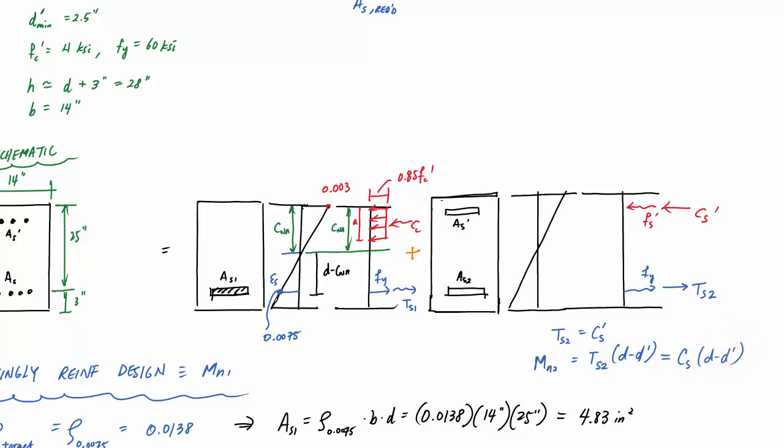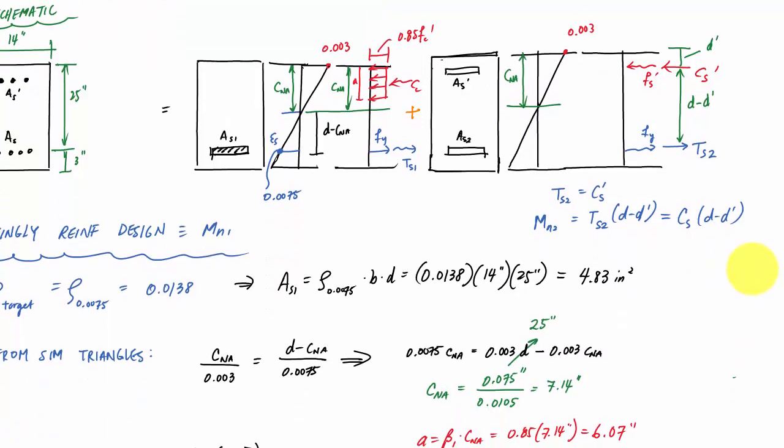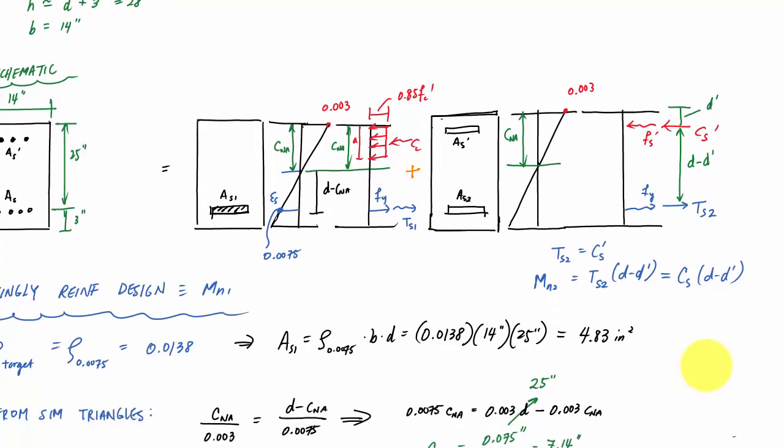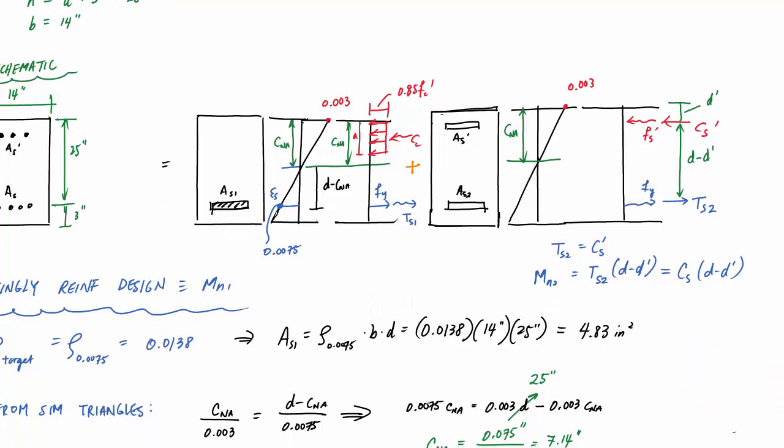Okay, and here, this is d prime. This distance right here is d minus d prime. And this is 0.003. Our CNA here is still the same. It's still that, I think, 7.14 inches, right? So what's going to be important here is a couple things. How much more moment capacity do I need? What is this Mn2 that I need? And then did my compression steel yield or not?